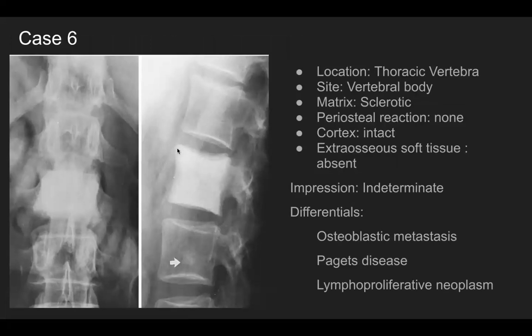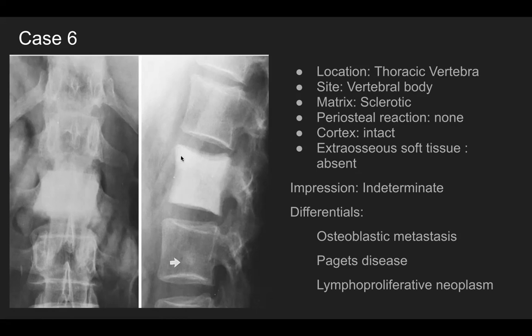So, how to differentiate? In the books, it is described that in osteoblastic metastasis, the anterior concavity of the vertebra will remain the same as that of other vertebrae, whereas in Paget's disease, the vertebra will be expanded, and the anterior border will be very straight, like a picture frame vertebra. That will be an expanded vertebra. And in lymphoproliferative neoplasm, there will be nodes anterior to this vertebra. So, this anterior margin will be even more scalloped due to pressure from the adjacent nodes.